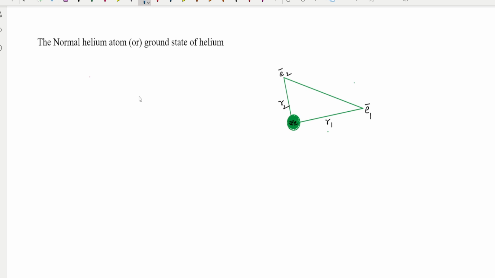The Hamiltonian of the system includes the kinetic energy and potential energy, right? And the interaction between the two electrons also. Here we are considering this potential energy also. Okay, so we are all aware of this type of interaction, right? The distance between the two electrons is r12. So here I'm going to try to arrange the Hamiltonian of this normal helium atom.